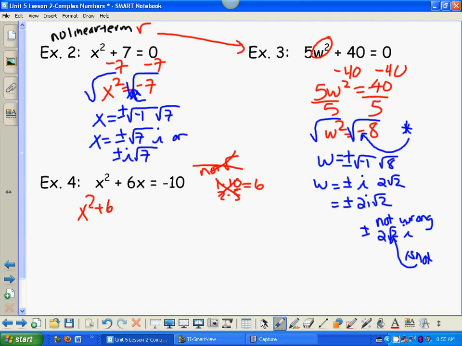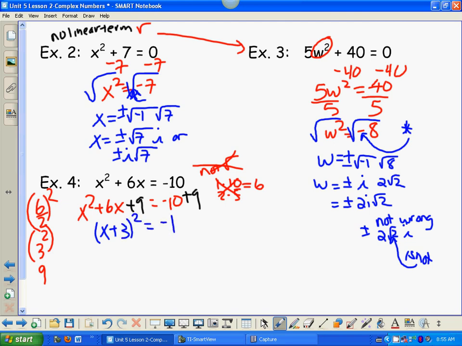So I have x squared plus 6x. 6 divided by 2 squared is 3 squared, which is 9. So I'm going to add 9 to both sides. Okay. And then remember, completing the square is a combination of factoring and square roots. So I'm going to factor the left side. And now I'm going to take a square root. And again, ding, ding.